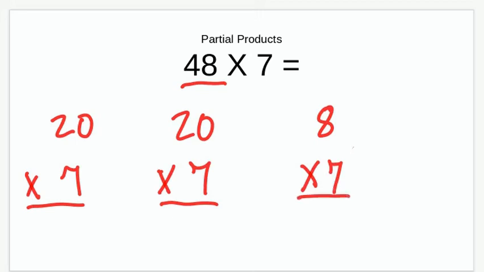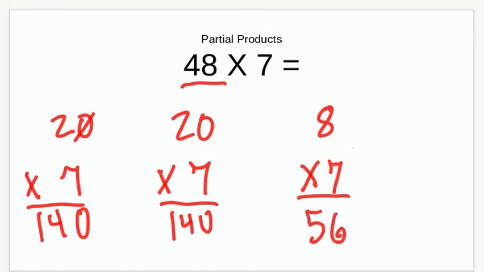So 20 times 7. 7 times 0 is 0. Anytime you multiply times 0 equals 0, zilch, nada. And then 7 times 2, which is 7 doubled, is 14. So that means 7 times 20 is 140, which if I do 7 times 20 again, it's still going to equal 140. And then lastly, 8 times 7. We just solved that in the previous example. That's going to be 56.